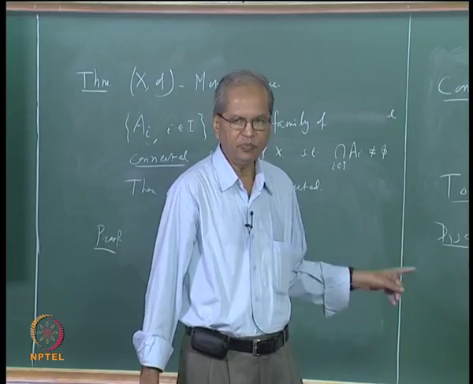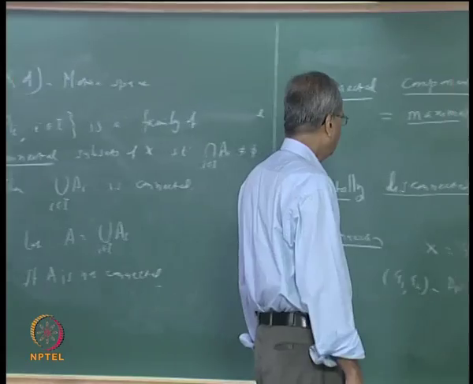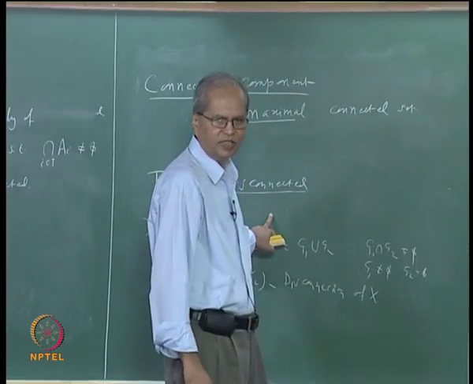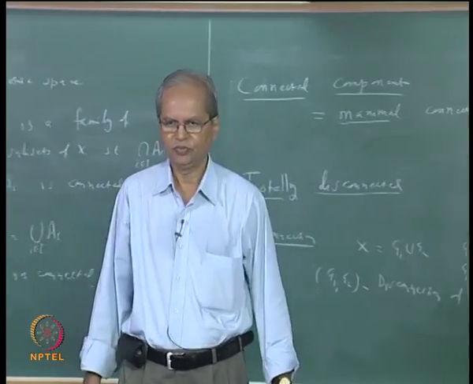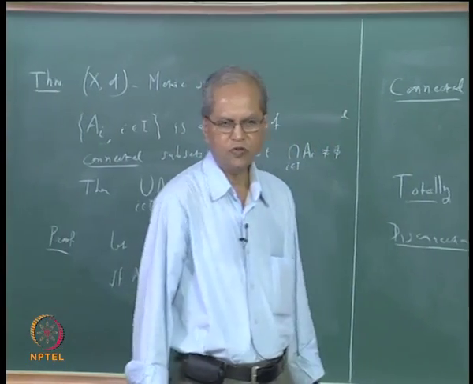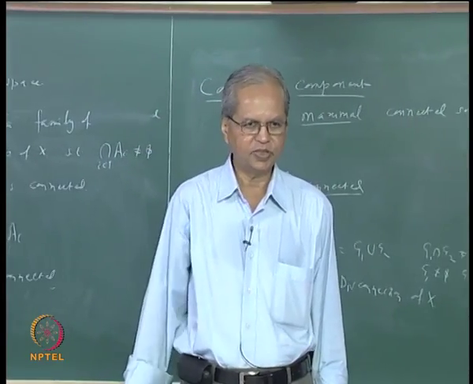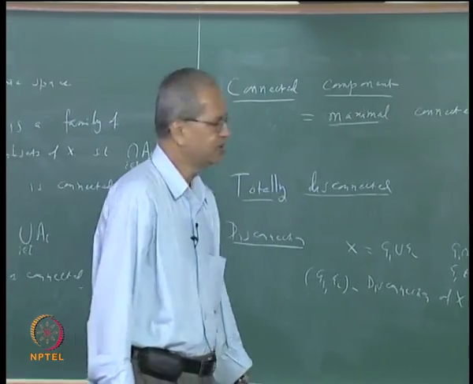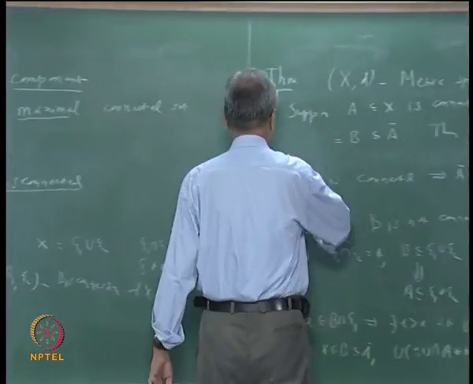And the example of that which we have seen till now is the discrete metric space. There are many other examples also. For example, if you take the set of all rational numbers, not as a subspace of R, but as a metric space itself, then there also you will see that it is an example of a totally disconnected space.